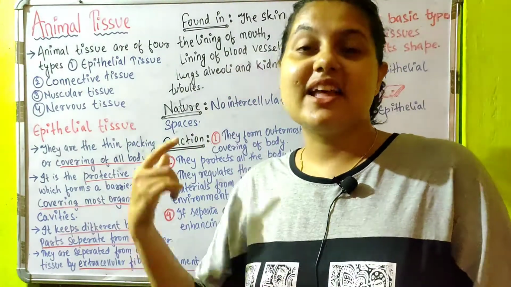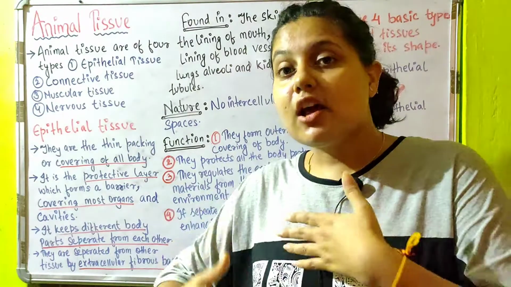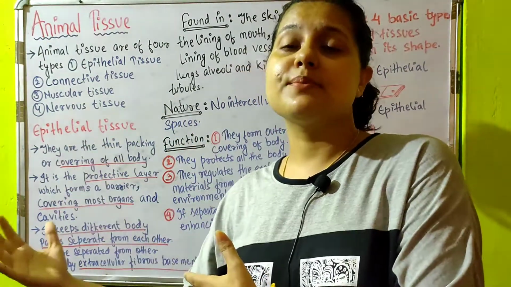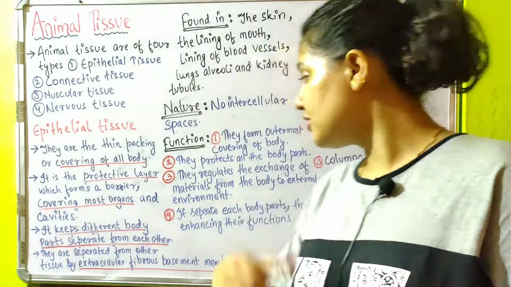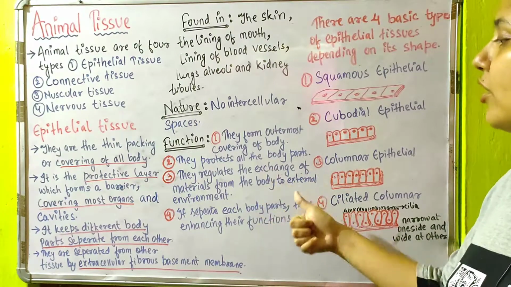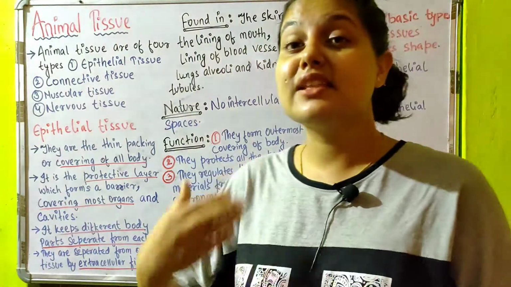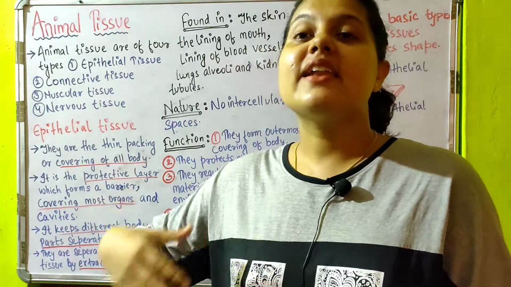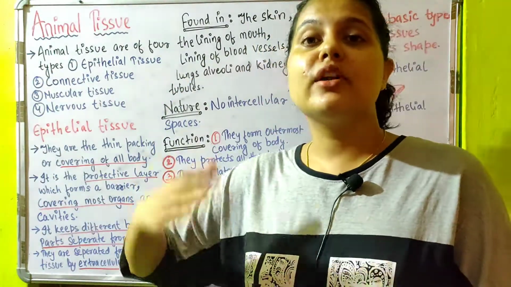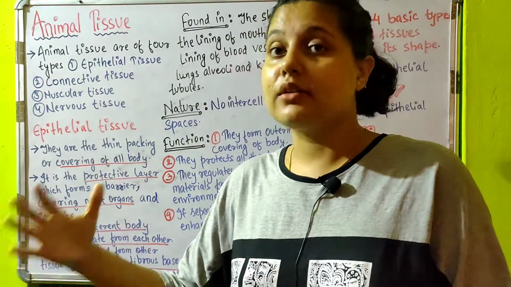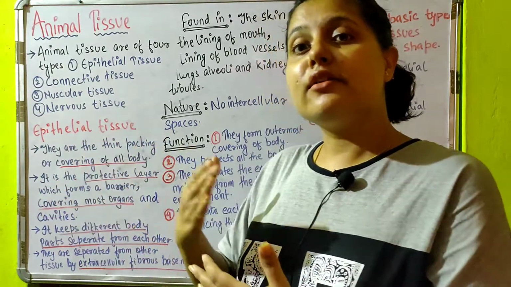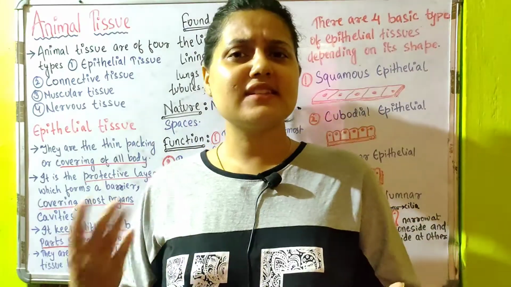I told you that they form a barrier, and they allow certain substances to be secreted from the body, and they also allow certain substances to enter the body, isn't it? They regulate the exchange of material from the body to the external environment. That means they regulate the entry and exit of certain materials from the environment to the body and from the body to the environment. It does not allow everything to enter, but it allows certain things to enter and leave. What is the example of that?